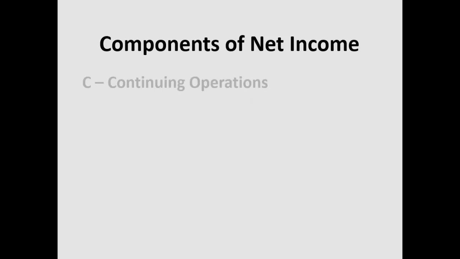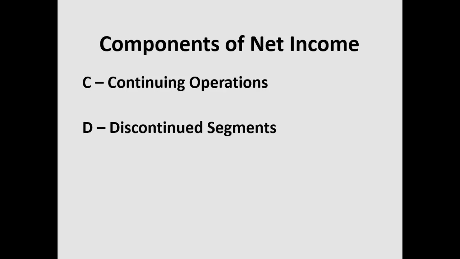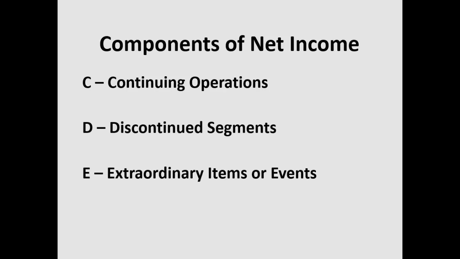So first, what are the components of net income? Well, in intermediate accounting, you're introduced to continuing operations, income from discontinued segments, and income from extraordinary items or events. In principles, you just had net income, but now you learn you must classify where the net income came from. And that is for better understanding of earnings quality.